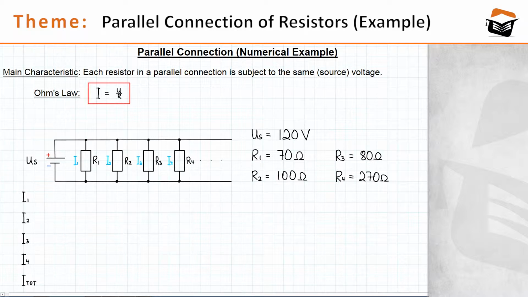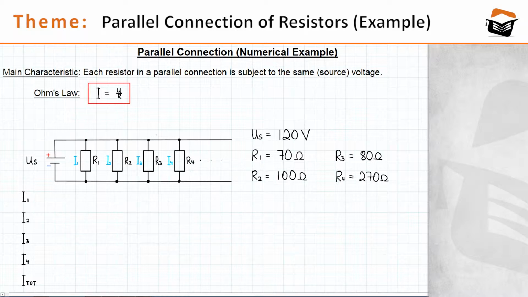The resistors are labeled here. We have 70 ohms, 100 ohms, 80 ohms, and 270 ohms, and the source voltage is 120 volts. And our goal is to compute the currents that flow through each individual resistor, as well as the total current. Later on, we will be computing the equivalent resistance of the whole circuit and also the electric power. Let's get started with the individual currents.